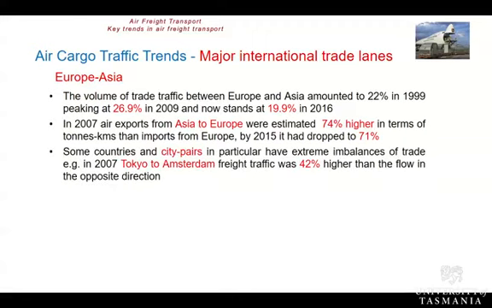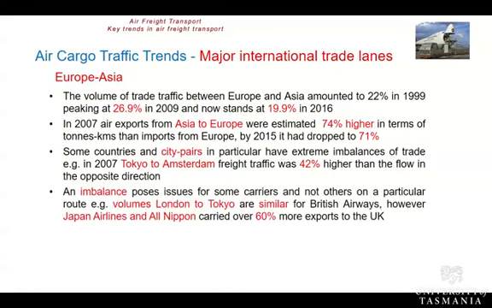Some countries and city pairs have extreme imbalances. An example would be Tokyo to Amsterdam, carrying 42% higher flow than in the opposite direction. Some imbalances can vary between carriers. If we look at the movement between the UK and Tokyo, for British Airways the movement in and out of Japan from the UK is quite similar. However, Japan Airlines and All Nippon are carrying 60% more goods on that route than they're bringing back the other way.